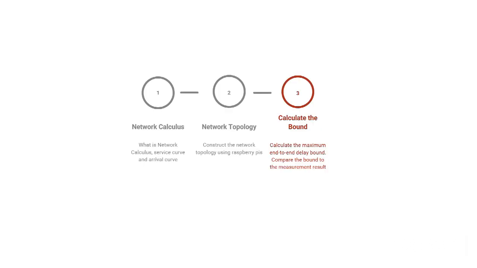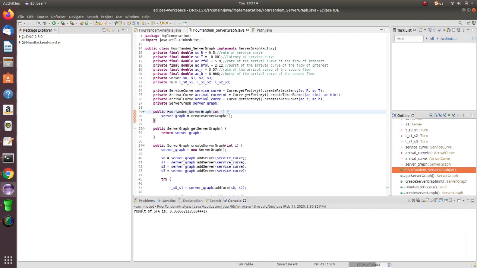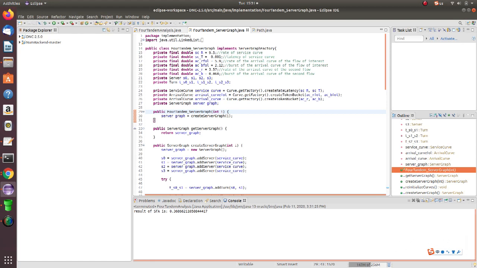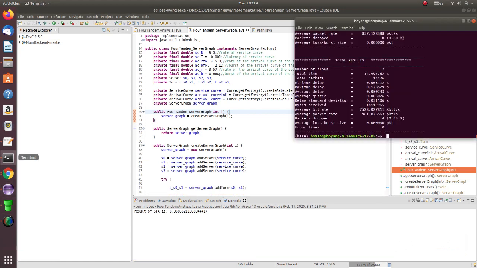Last, we can calculate the maximum bound of end-to-end delay based on the arrival and service curves modeled by the test bed. We use a network calculus toolbox called DiscoDNC to do the calculation. It shows the resulting upper bound, which is approximately 0.37 seconds. The empirical measurement is 0.174 seconds, which is well below the upper bound.